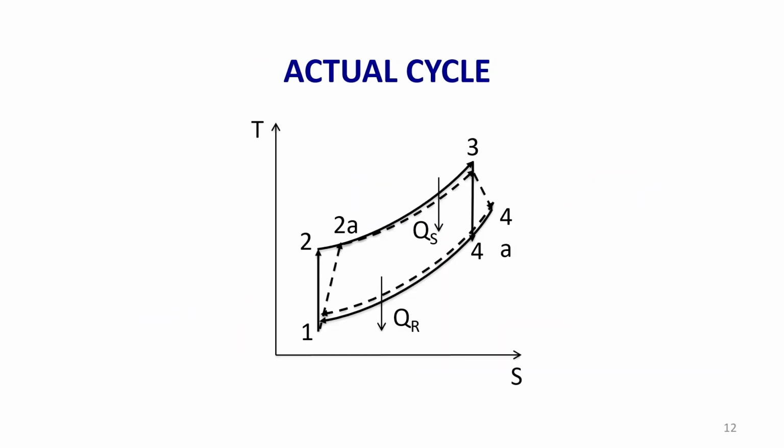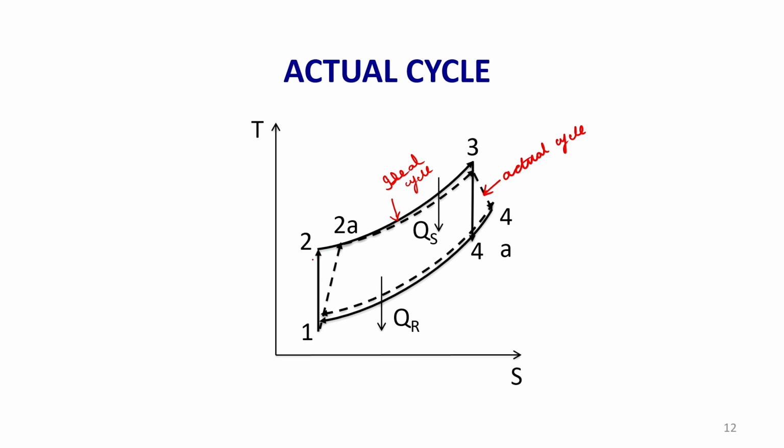So, how does the actual cycle deviate from the ideal cycle? You can see here, the dotted line denotes the actual cycle, and this is the ideal cycle. So, you can see the dotted line which represents the actual cycle. There is a change in this portion.